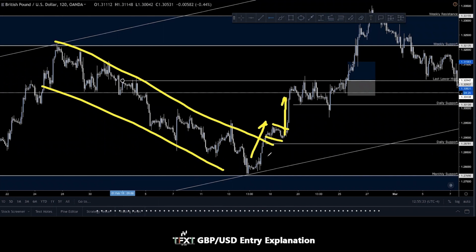Best part about these movements right here is that we validate a trend, a low and a high, a higher low and a higher high. There are our 4 points. Now, how we went about the structure is as follows.